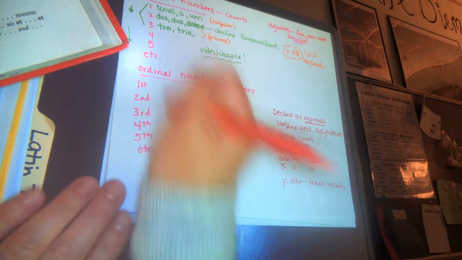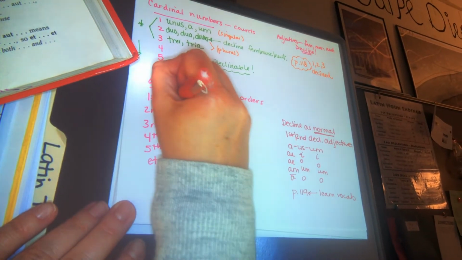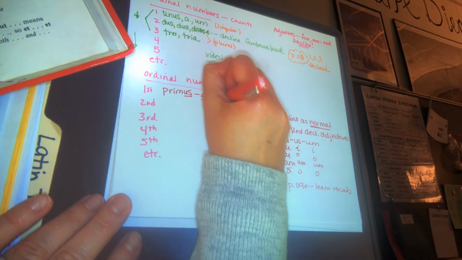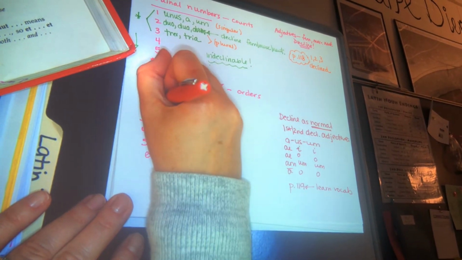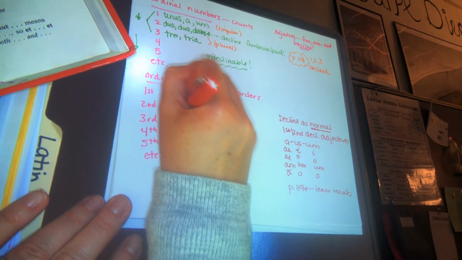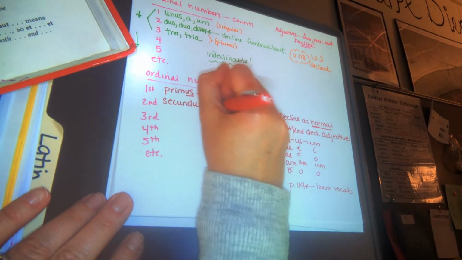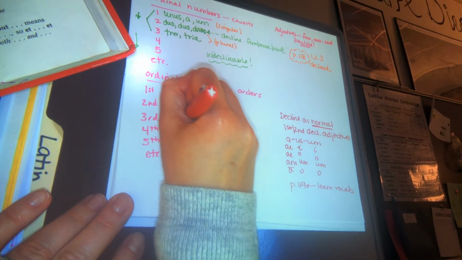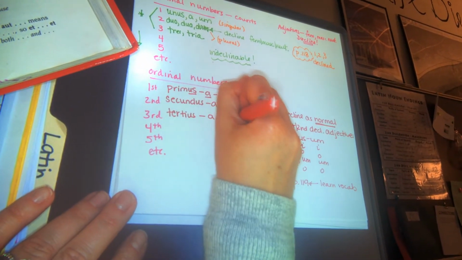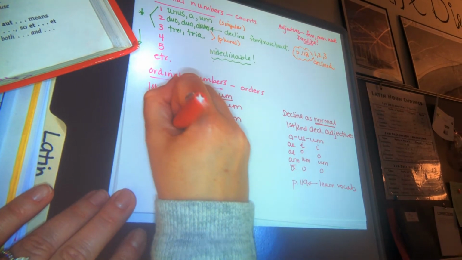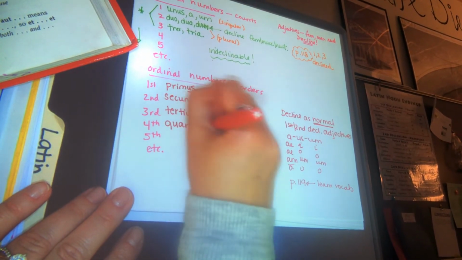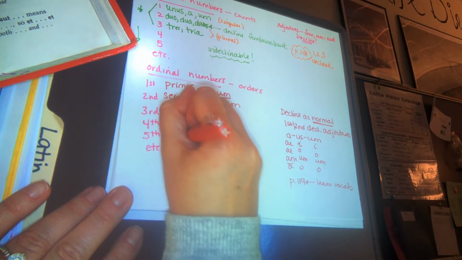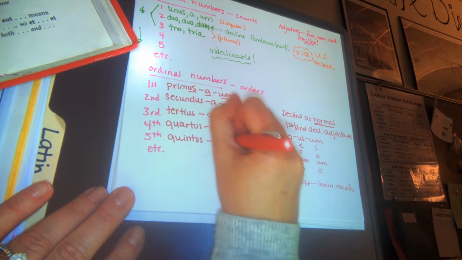So for example, first, prima, primus, prima, primum. Second, secundus, secunda, secundum. Third, tertius, tertia, tertium. Fourth, quartus, quarta, quartum. Fifth, quintus, quinta, quintum.